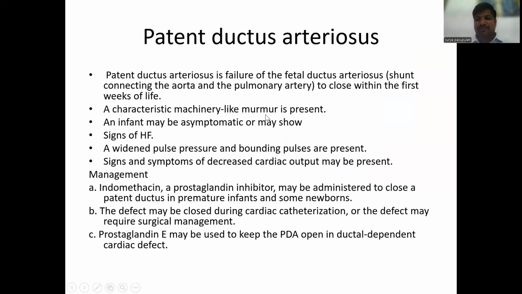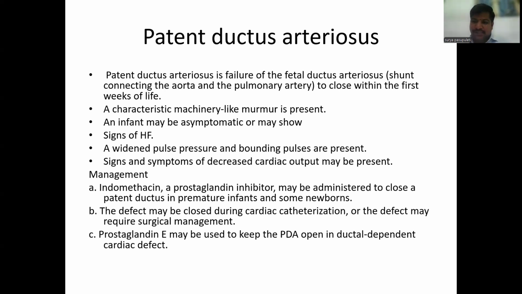This is an NCLEX question. This is very important: the child with patent ductus arteriosus manifests with a machinery-like murmur. An infant may be asymptomatic or may show signs and symptoms of heart failure, and the infant may show widened pulse pressure and bounding pulses. And the management is the administration of indomethacin. Indomethacin is a prostaglandin inhibitor. This prostaglandin inhibitor is given so that the ductus arteriosus will get closed.